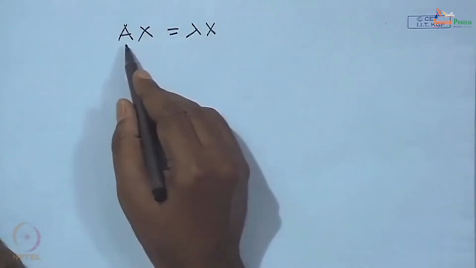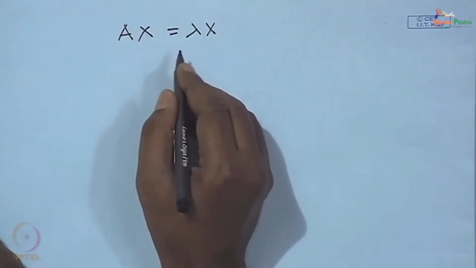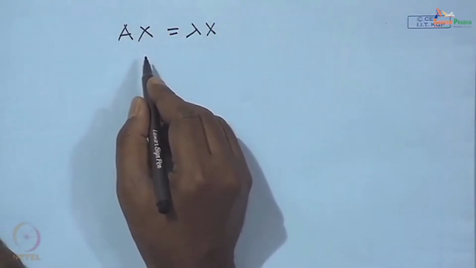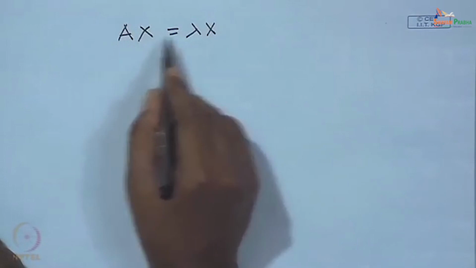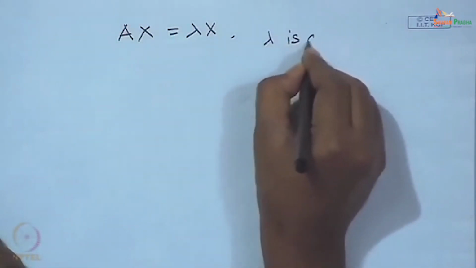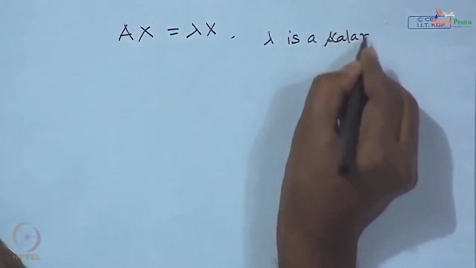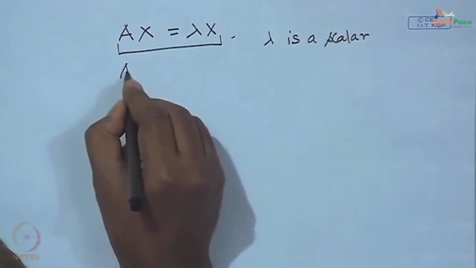So, a matrix is not like a function, it is an operator, and if we are able to write the matrix equation in this particular fashion, A x is equal to lambda x, where lambda is a multiplier, a scalar, we call this problem a standard eigenvalue problem.